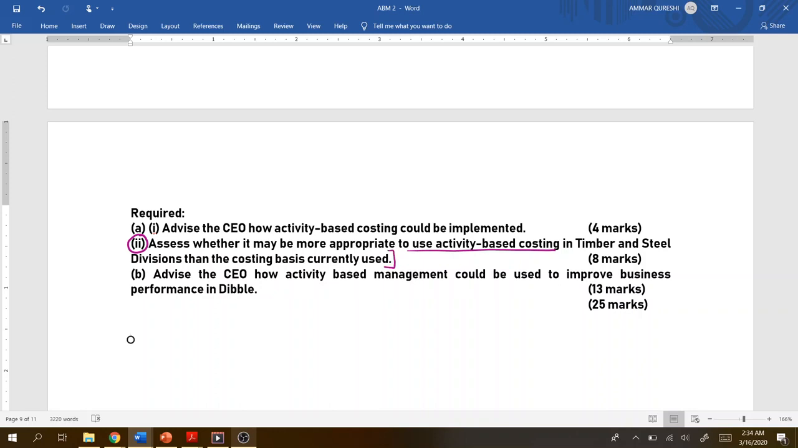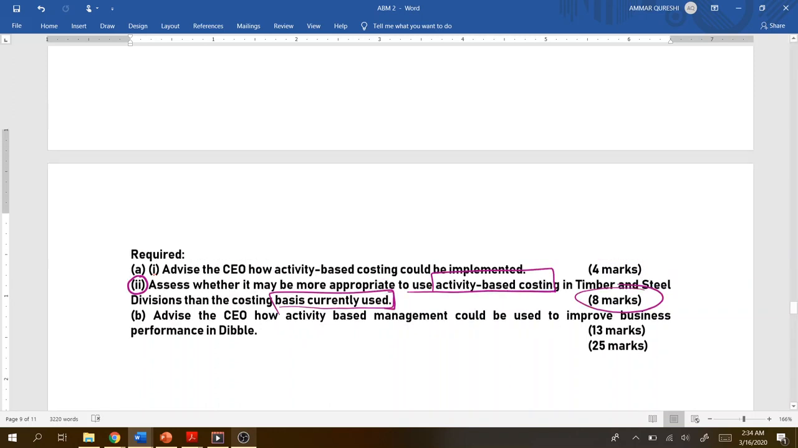So actually, the CEO wants you to justify your answer if you think that activity-based costing should be used, and to justify your answer if you are in favor of continuing with the current machining system, right? So this is basically what the CEO wants from you, and that is for 8 marks, right? So you have to justify if you are in favor of activity-based costing, and you have to justify if you are in favor of the current costing system, right? So let's see what we can do.